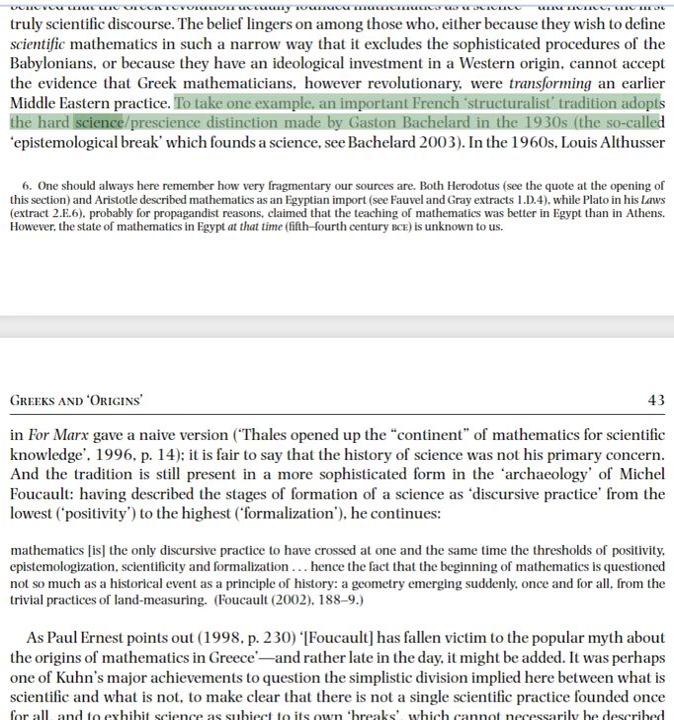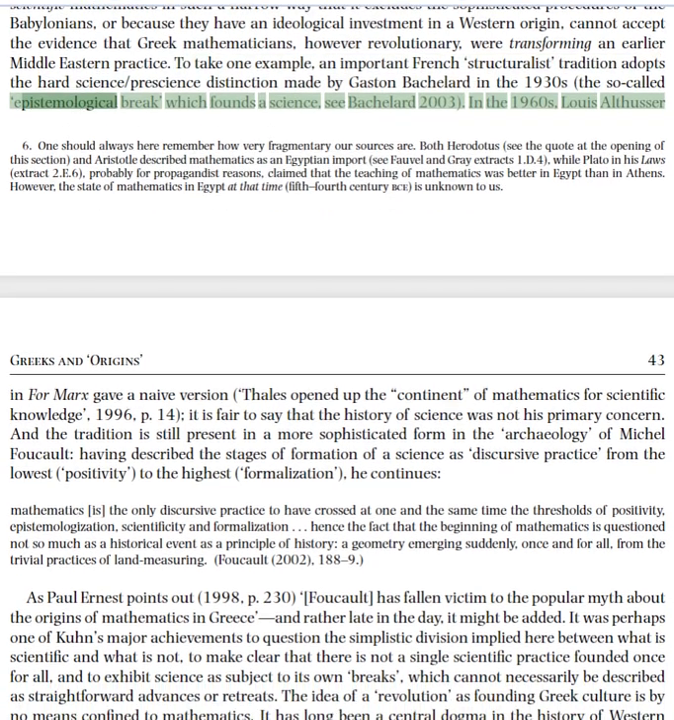tradition adopts the hard science, prescience distinction made by Gaston Bachelard in the 1930s, the so-called epistemological break which founds a science, see Bachelard 2003. In the 1960s, Louis Althusser.